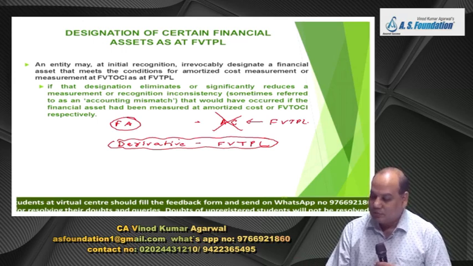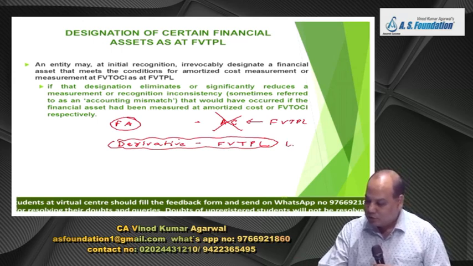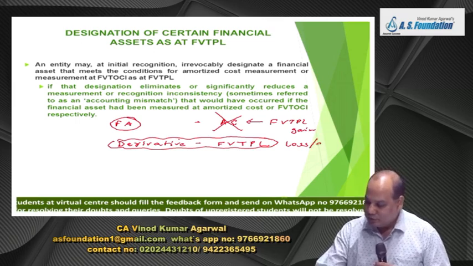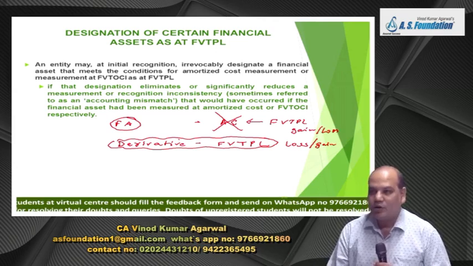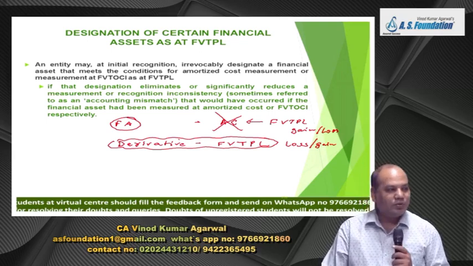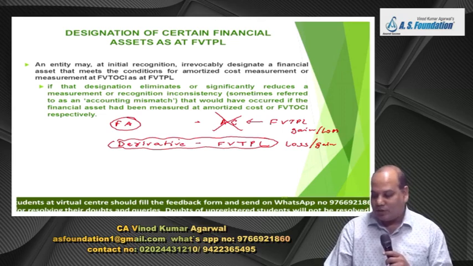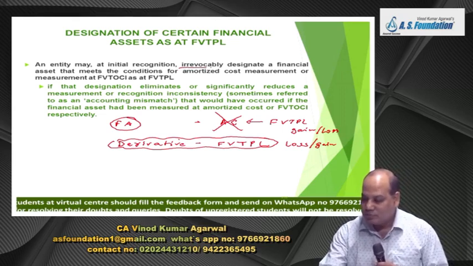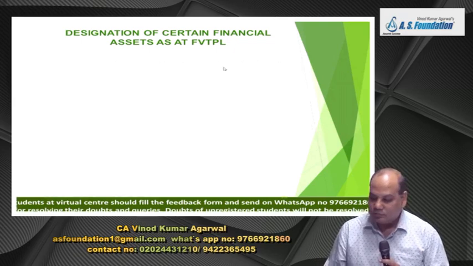So now what will happen? If there is a loss on derivative, there will be a gain on the financial asset. If there is a gain on derivative, there will be a loss on financial asset. So it will protect the P&L account. So it will avoid the accounting mismatch. So that can be done. Once you choose this option, it is irrevocable.